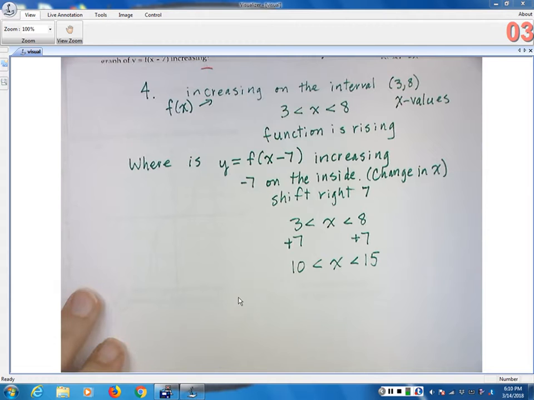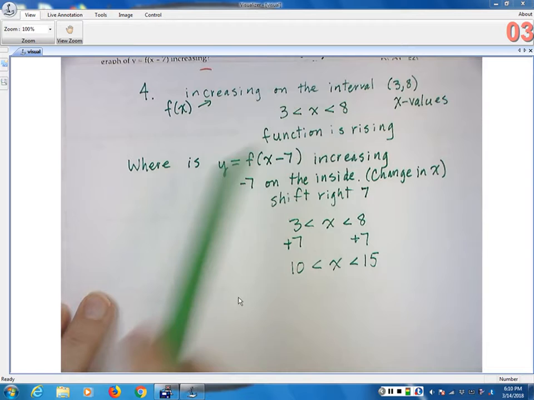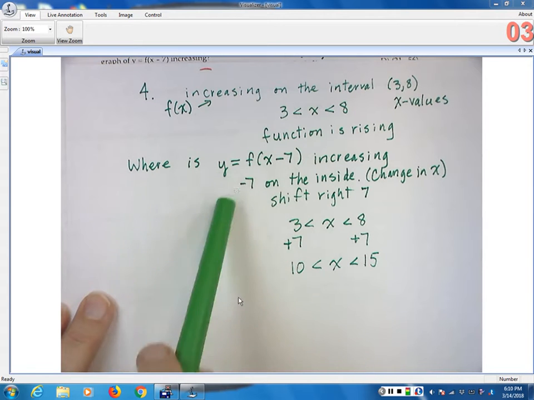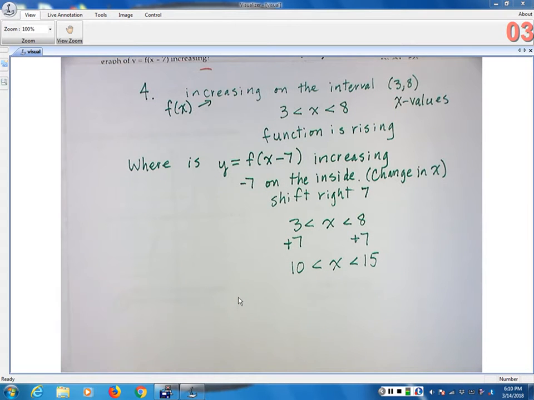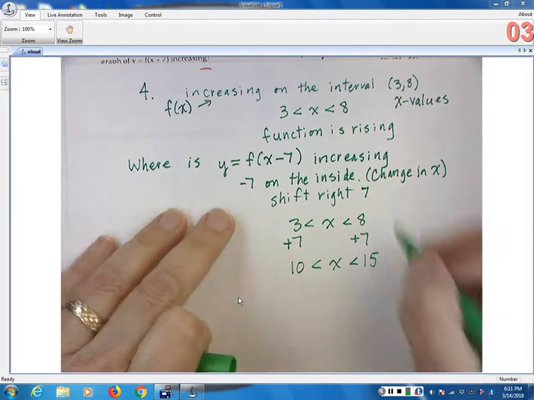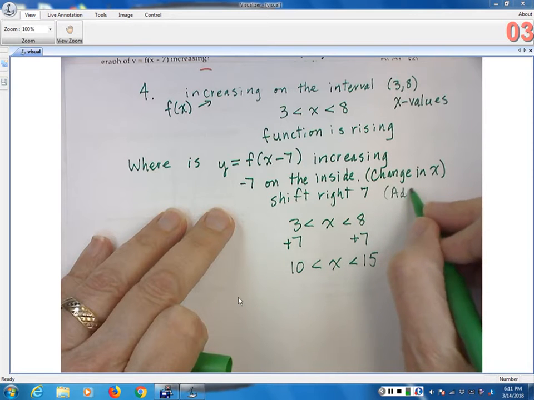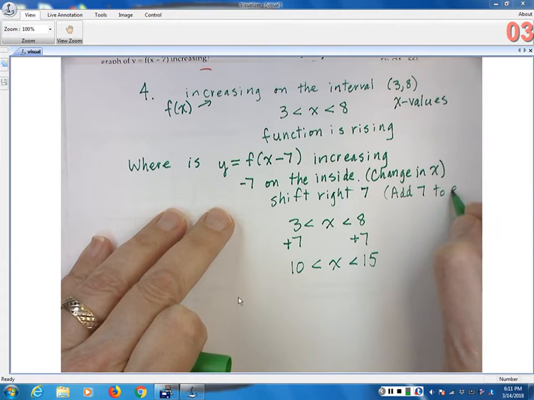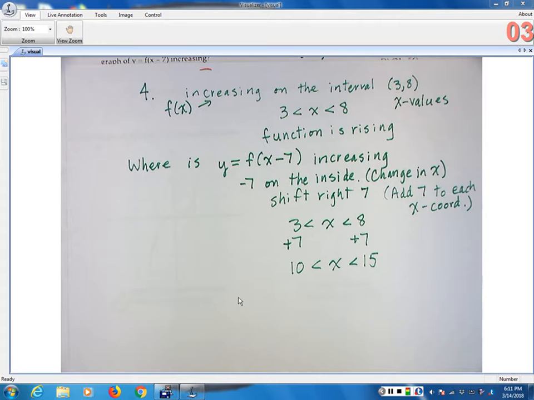Okay, that was 2 concepts. You know what increasing on an interval means, that these are x values, and you know that you're shifting right. Shifting right 7 means you add 7 to each x coordinate. Okay, and so some of you got the right answer, but I wanted a better explanation. I didn't give you half your points back on that one.